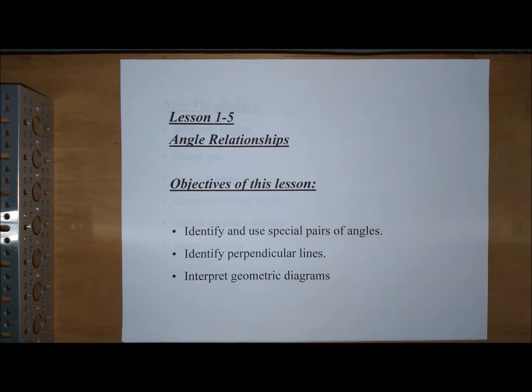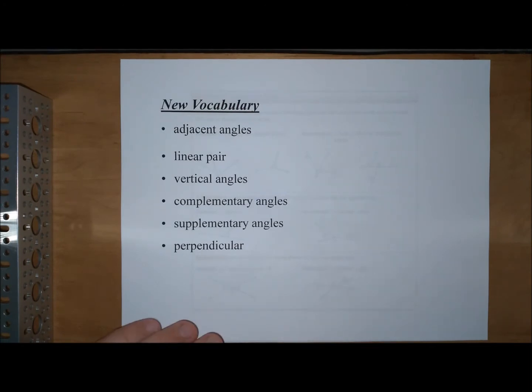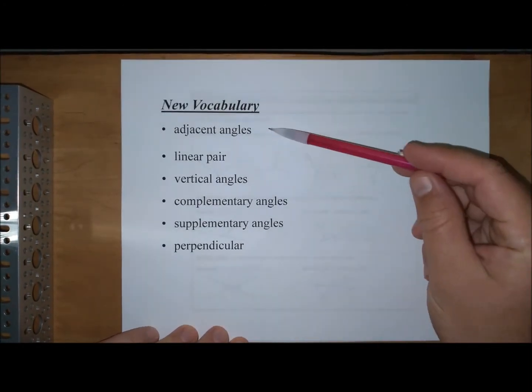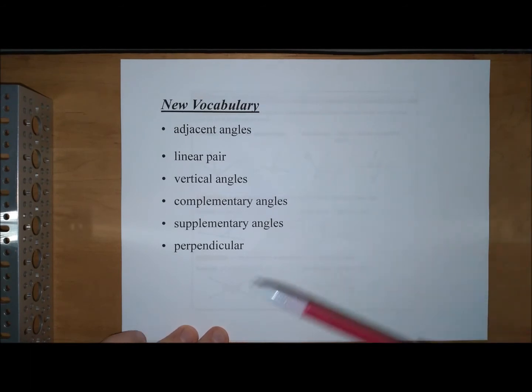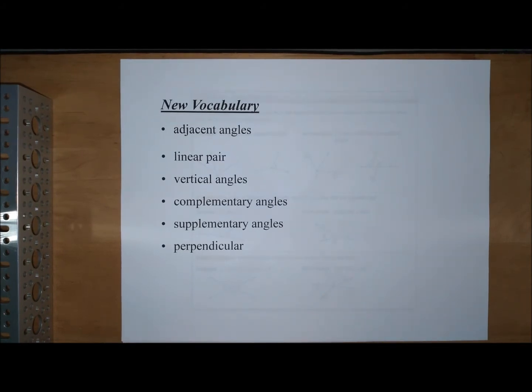And then I'm going to split this video into two. In the second video, which is the second part of this lesson, we're going to work on interpreting geometric diagrams. Very important that we be able to understand what we're seeing and what we can and cannot assume when we're looking at a geometric drawing. We've got some new vocabulary here, and all of these new terms: adjacent angles, linear pair, vertical angles, complementary angles, supplementary angles, and perpendicular. I've got some nice visuals for us to define these.